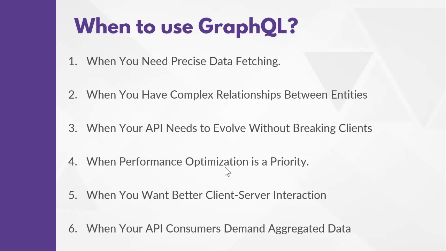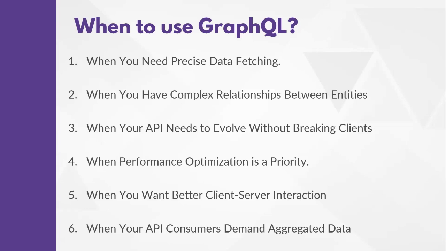Second is when you have complex relationships between entities. So GraphQL excels in querying complex, interconnected data in a single request, and it can traverse relationships between entities without requiring multiple endpoints. And what would be the use case? A social media platform where you need to fetch a user, their posts, comments on those posts and reactions in a single query. So instead of writing multiple endpoints, we want to query everything by using a single query.